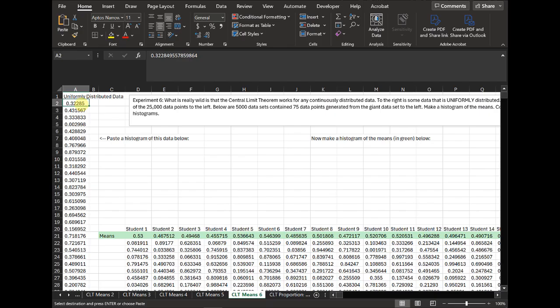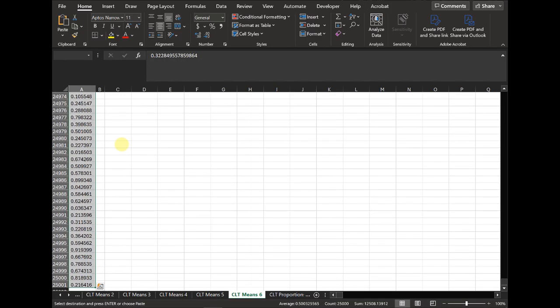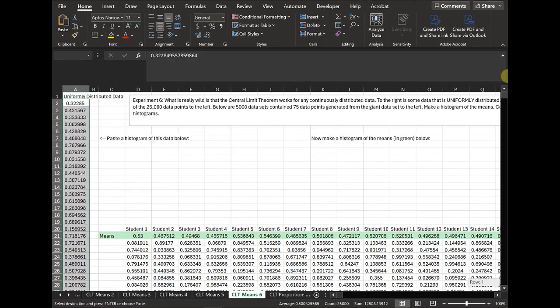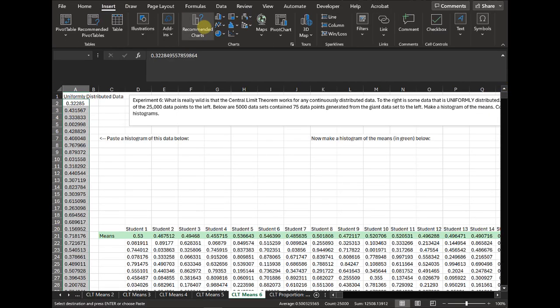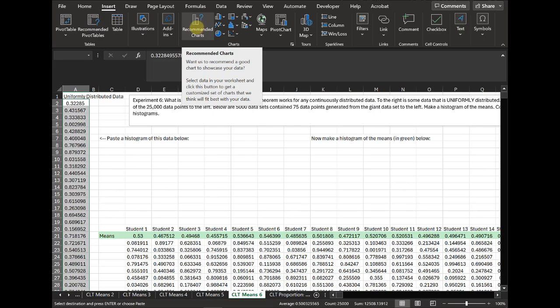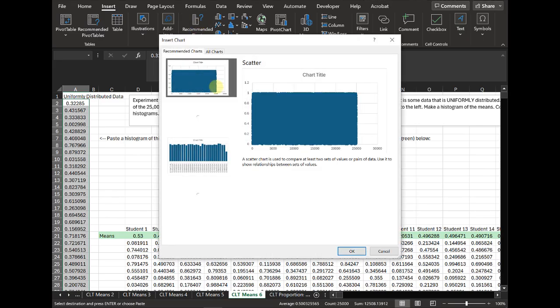So what I thought would be interesting is to now take a totally different set of data. So what I have here is data that is uniformly distributed. So let me show you what that means. I'm going to make a histogram of this new data set. This is a data set of 25,000 different points. So let's take a look at what this histogram looks like.